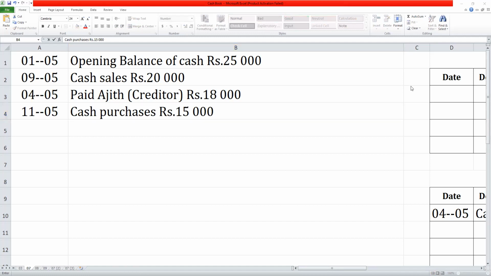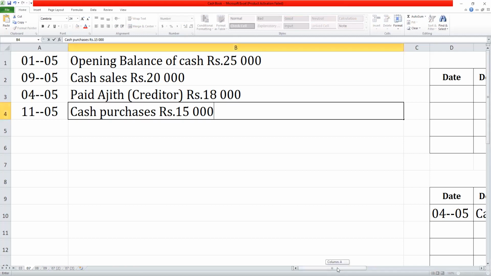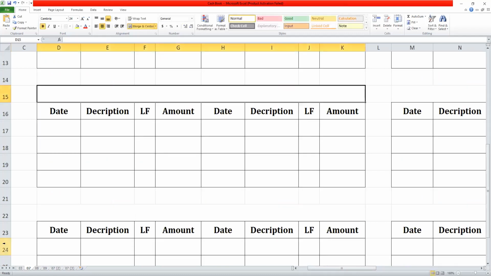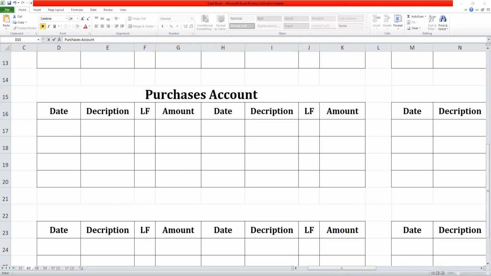Sanuka, very good. You have to mention this as a cash purchase, right? Cash purchases 15,000. By now you should have understood this work. So it is credited to the cash book and we have to open our third account. Name the third account as purchases account. All the formats have been provided to you. Just complete the format.